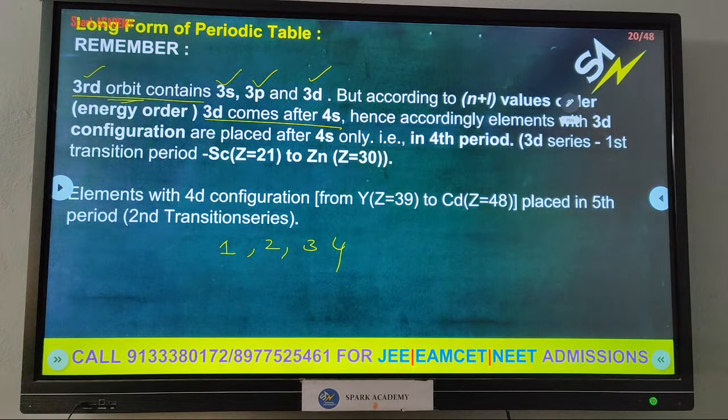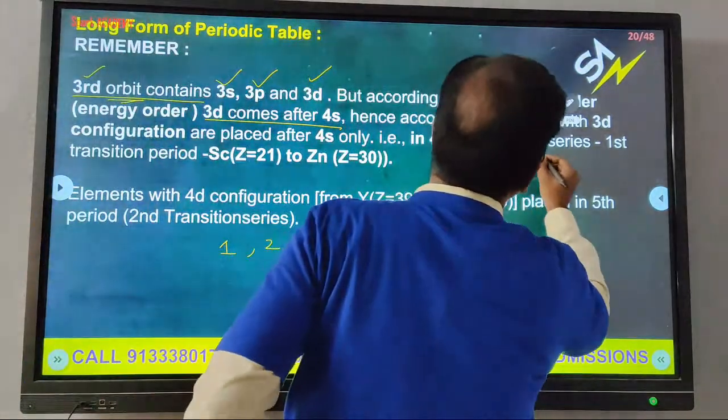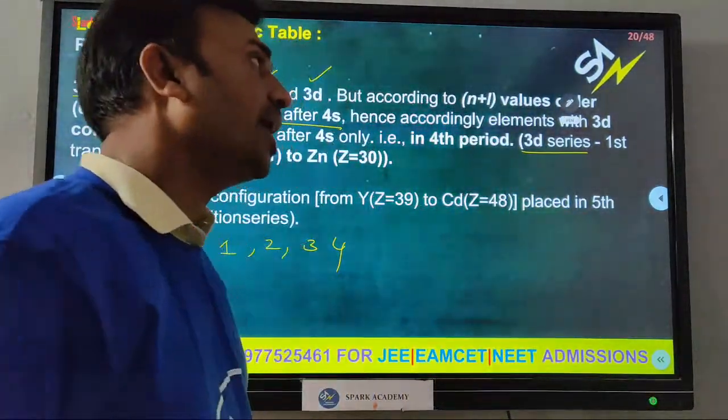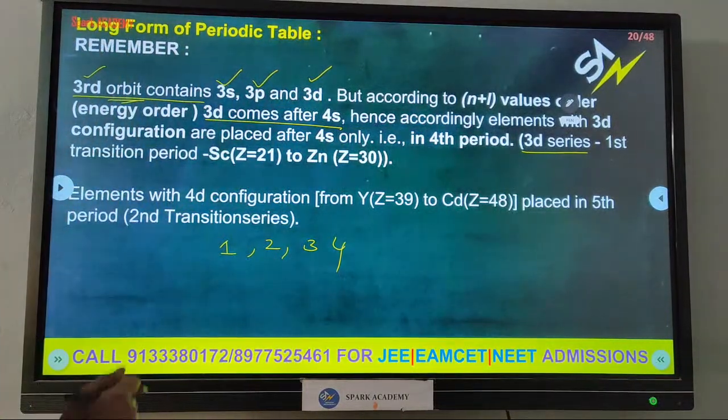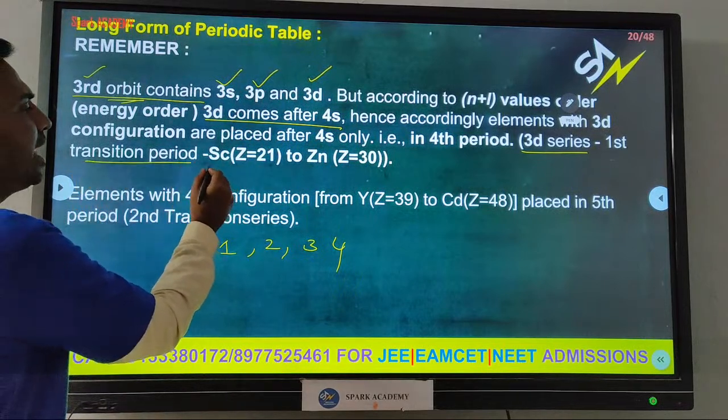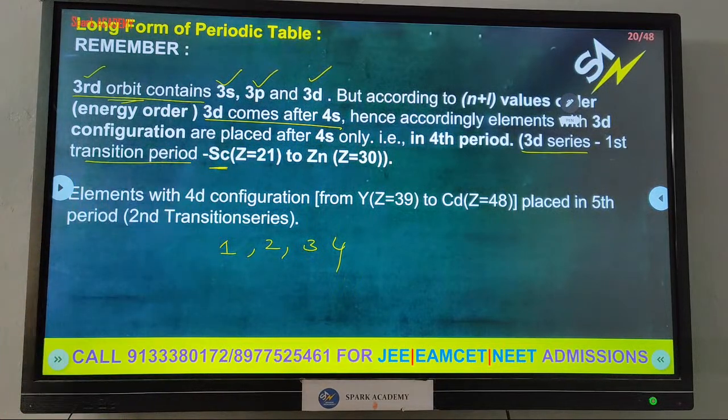Hence, for this reason, the d block elements, which contain d orbitals, are divided into series. We take the 3d series first. This 3d series is called the first transition series. It starts from scandium, atomic number 21, to zinc, atomic number 30.